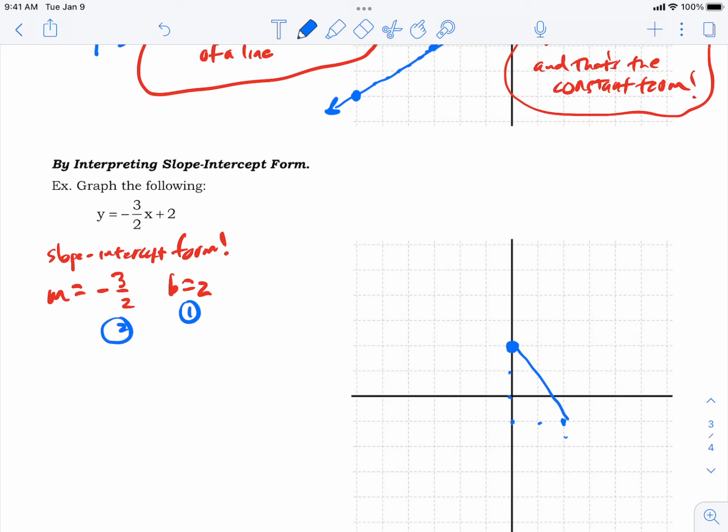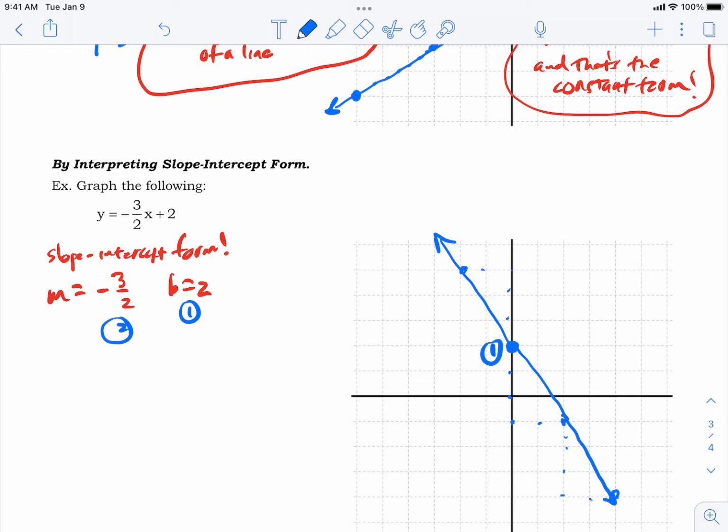And then you keep doing that, down 3/2. There's your next point. And you try to be neat about it. You can go backwards too. Instead of down 3/2, do both of those things backwards. Up 3 back 2. There's another point. And so anyway, there's our line. So I did the y-intercept first, and then I did the slope second to get these more points.